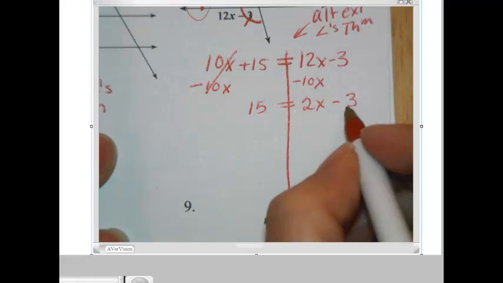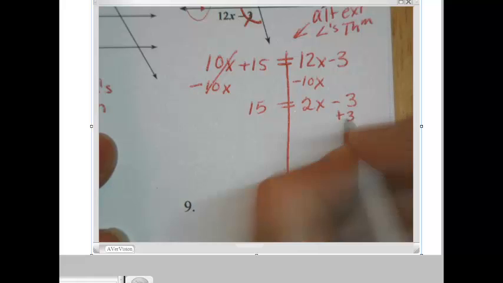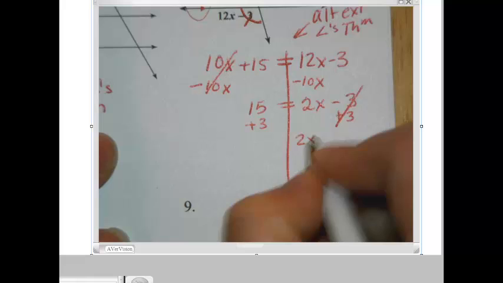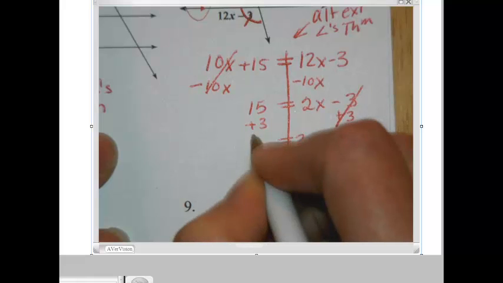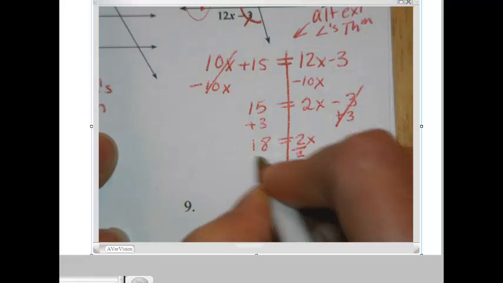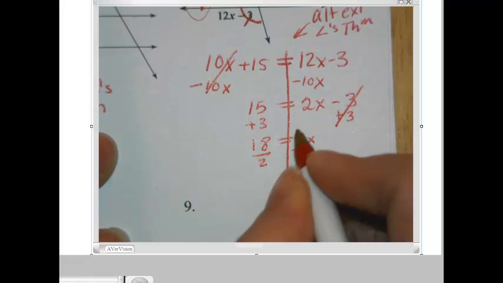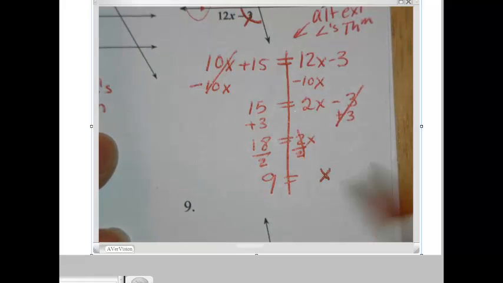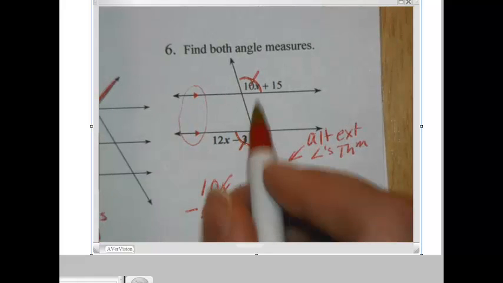So let's get rid of the 3. It's on the wrong side. Let's add a 3 on both sides here. That wipes the 3's out. Now I've got 2 x's, and 2 x's is the same as 18. So the final step is divide that 2 off so that I'm down to 1x. So 1x is equal to 9. X is 9. The question asks us to find both angle measures, so let's go put 9 into the angles.